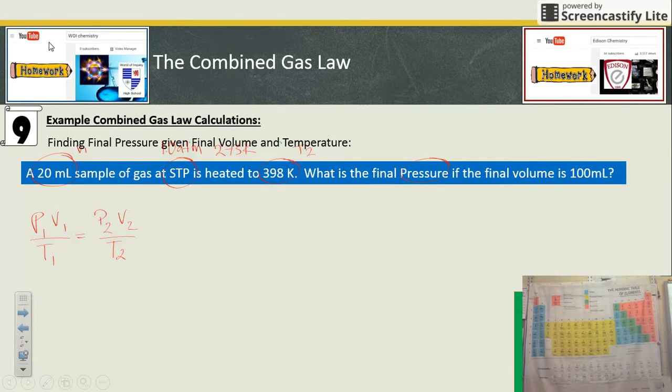Oopsies, I disconnected my board here. Stepped on the wrong cord. Boom, hopefully that'll work. Let me try this here. So we're going to set this problem up the same way. Hopefully these are working. 100 mils. Nope, it's not working.